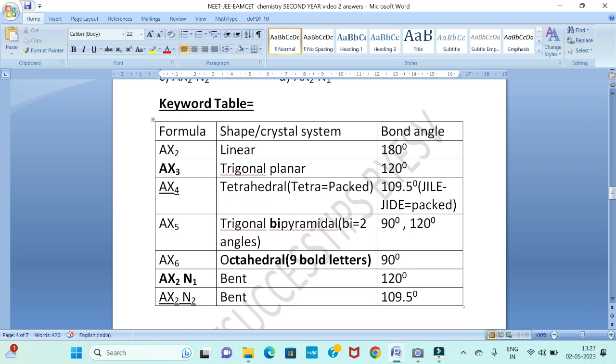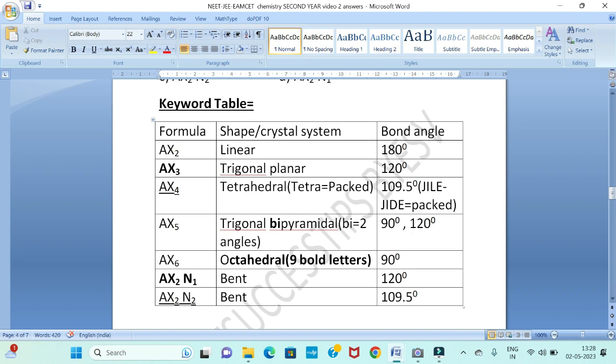AX6, octahedral. AX6. After O, there are 9 letters. So 9 beside 0, 90 degrees. AX6 is octahedral shape. Except O, there are 9 letters, so 9 I have written. Again O means 0, 90 degrees. Like that you can remember.